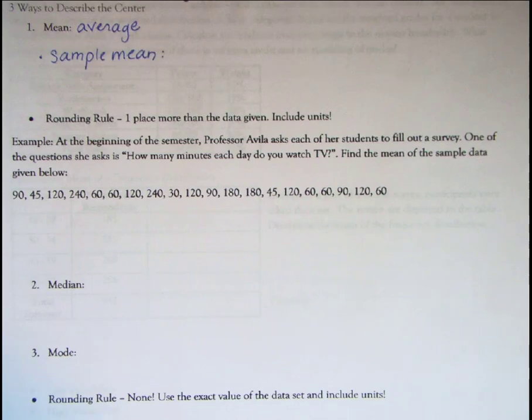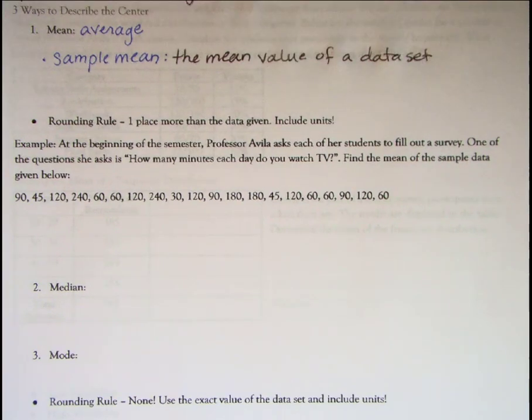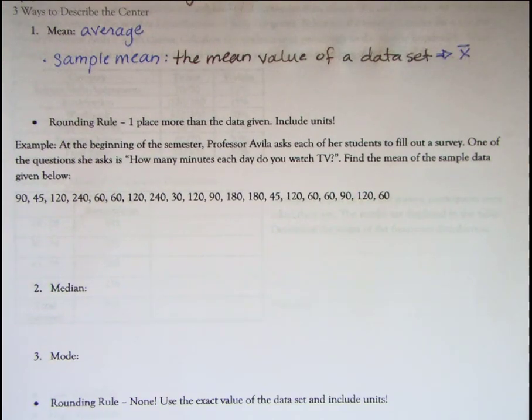The first is the sample mean. This is the mean value of a data set. In statistics, when we want to reference the mean of a sample, we use a variable notation. This is going to be X bar.